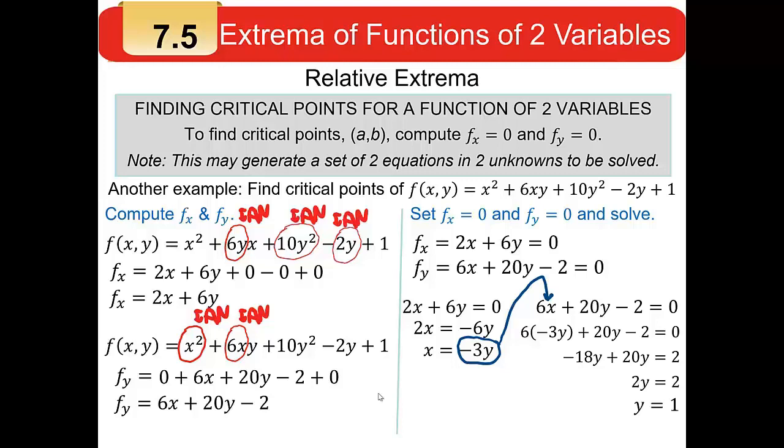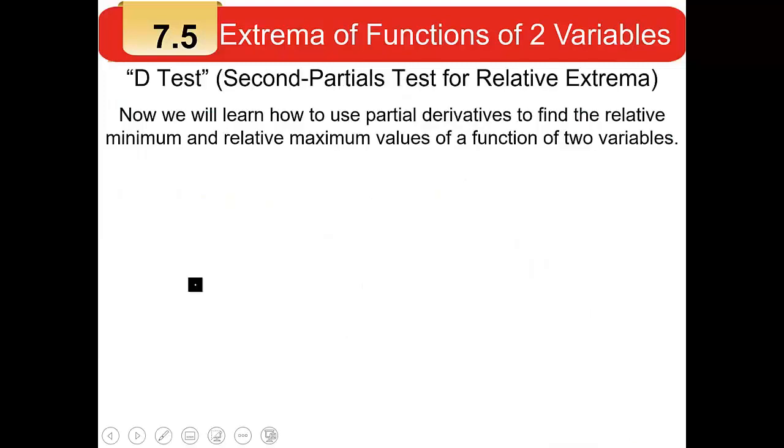Now I know that x is negative 3 times whatever y is, so now that I know y is 1, I can figure out that x must be negative 3. And like I said, you could have solved this by elimination if you had rather. It'd work either way. So the point negative 3 comma 1 is a critical point.